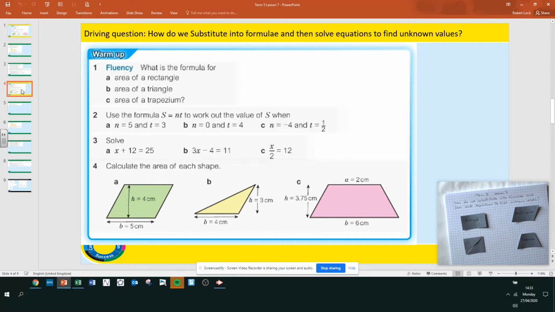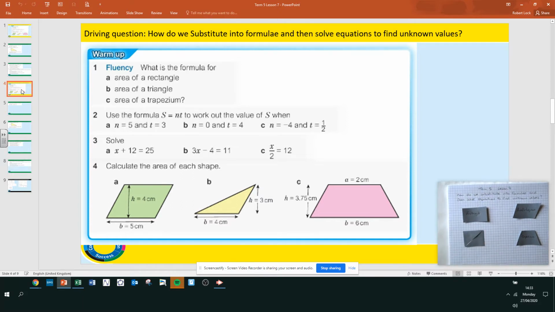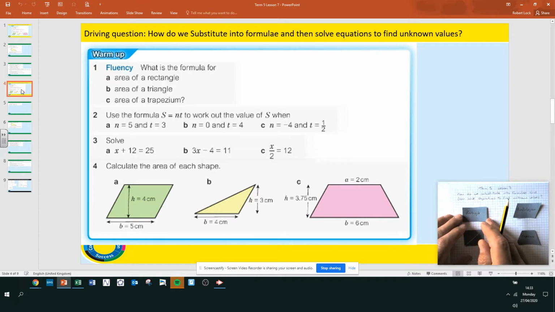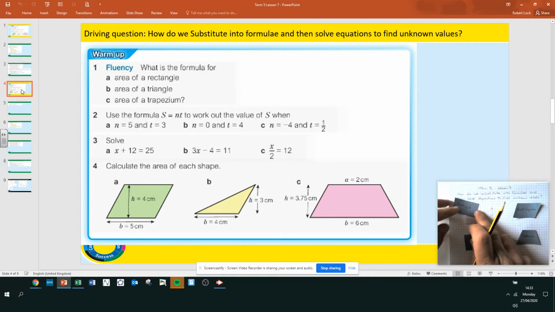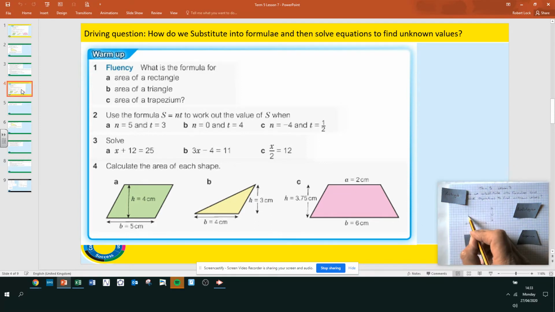Okay, welcome back. Fluency: what is the formula for the area of a rectangle? Well, here we have a rectangle. To find the area of the rectangle, we normally have the length and the width. And we say the area is length times width. So the area equals length times width. Here we have another rectangle.